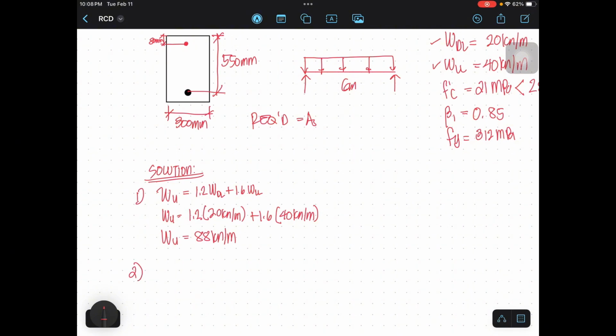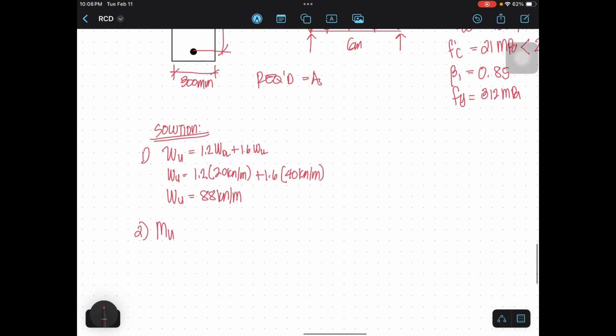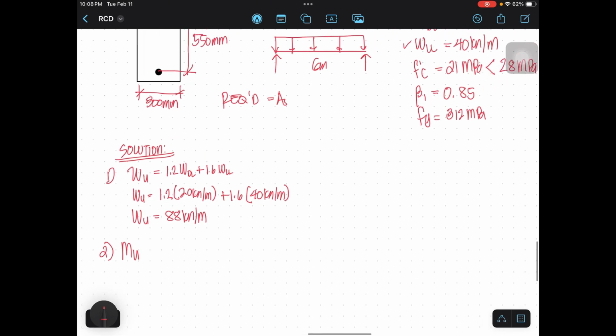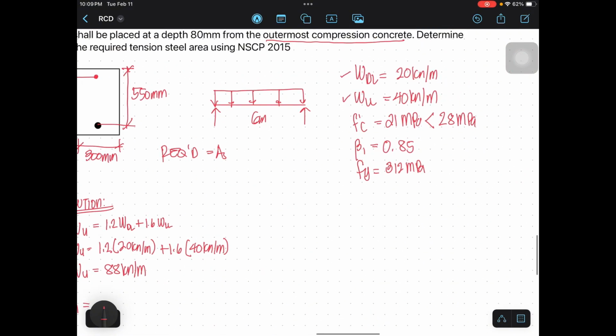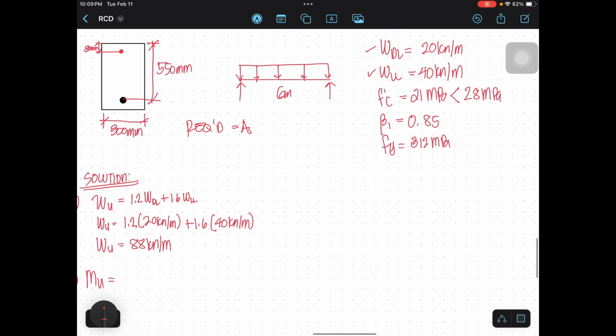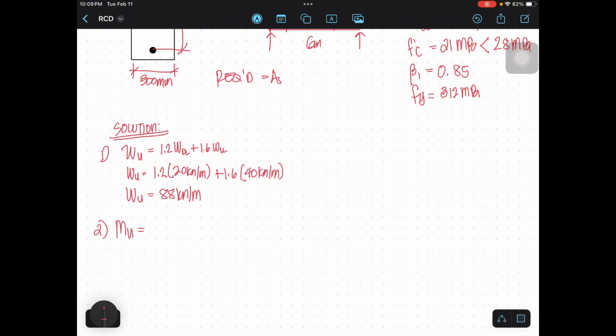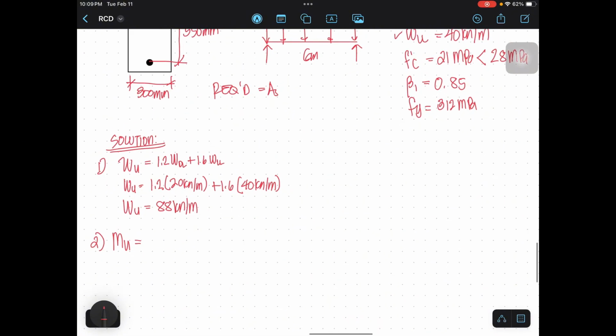For our second step, we have to compute the maximum moment with respect to the ultimate loadings to be carried by the section. Since this loading is uniformly distributed throughout its span and the beam is simply supported, we have a direct equation: W, and since we are discussing ultimate, Wu, times the length of the beam, L squared, over 8.